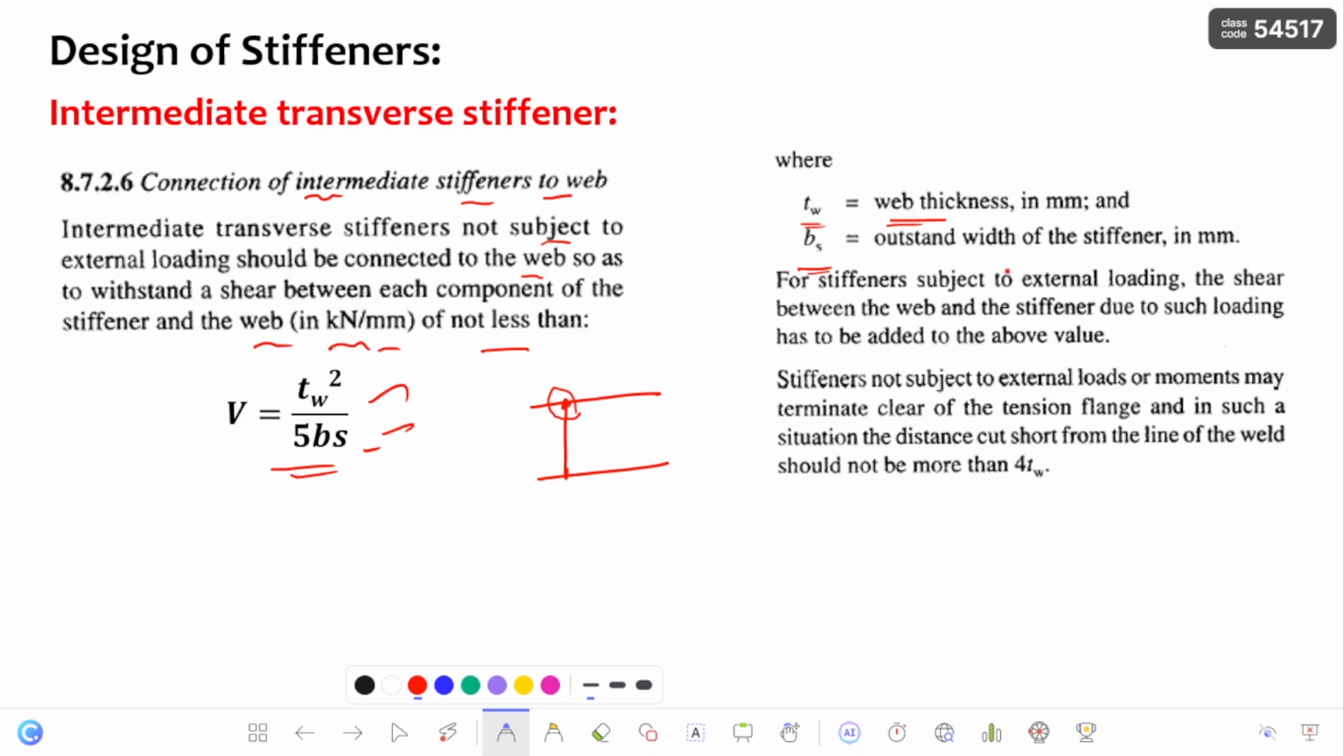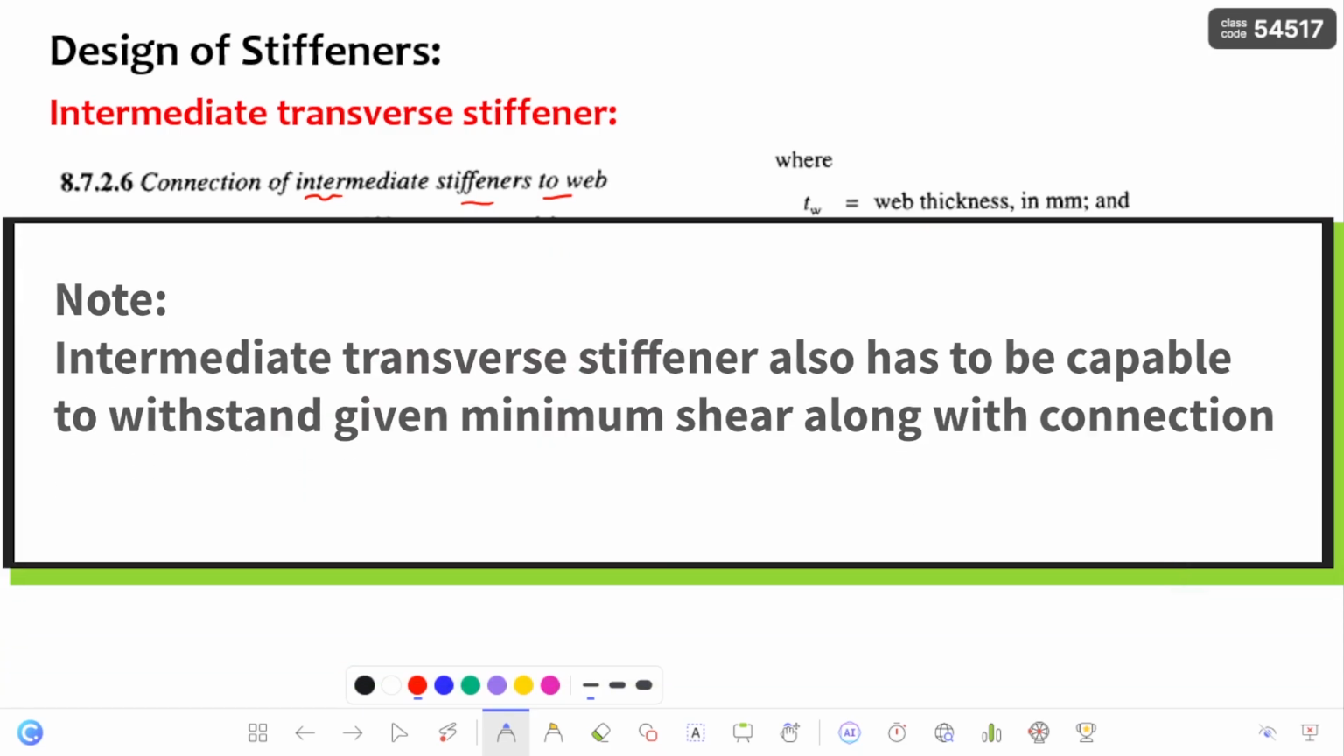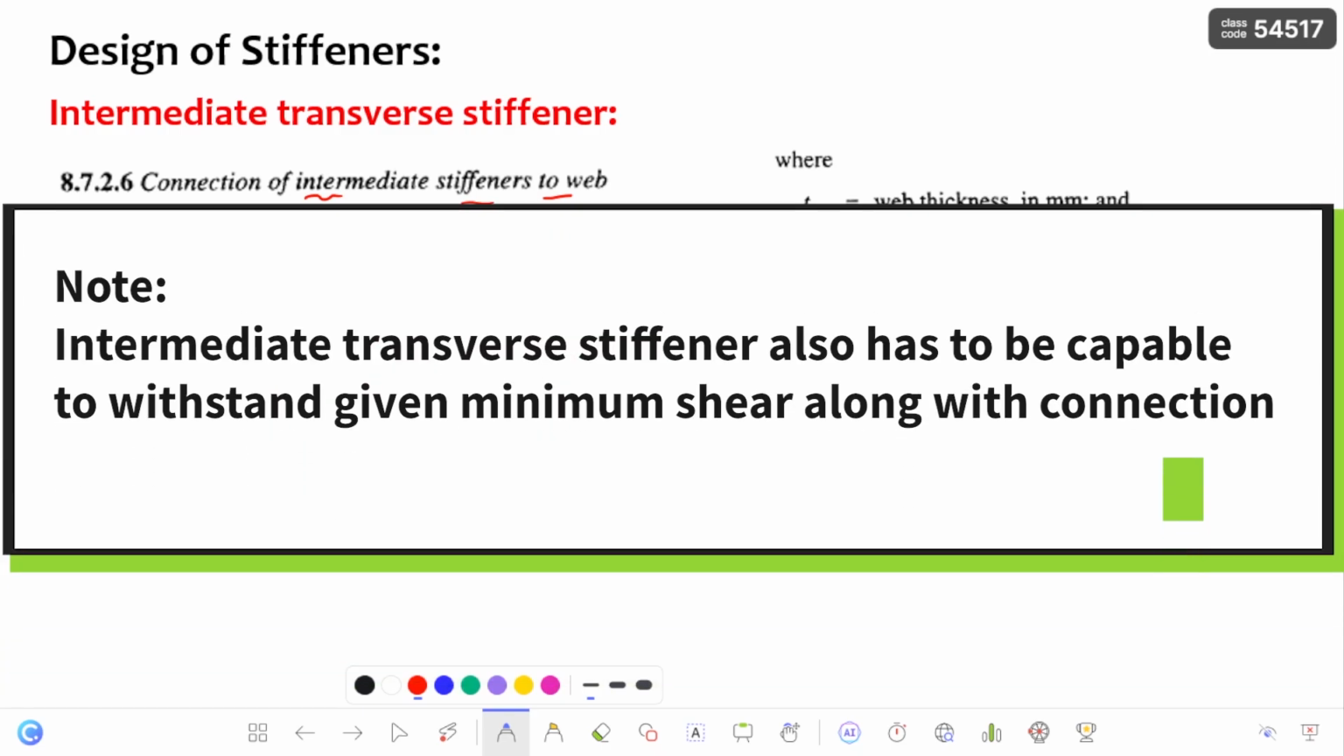And also for stiffeners subjected to external loading, the shear between the web and the stiffener due to such loading has to be added to the above value. So for example, if the stiffener is subjected to external loading, then this minimum shear value plus whatever shear is acting on that stiffener, the summation of these forces has to be resisted by the connection, and it should withstand that total cumulative value and have that capacity. So that is nothing but this provision here.